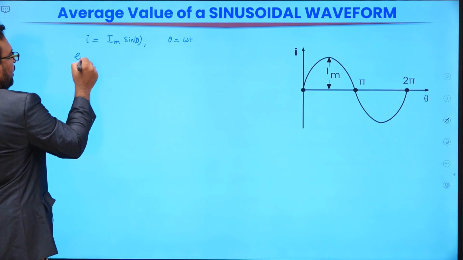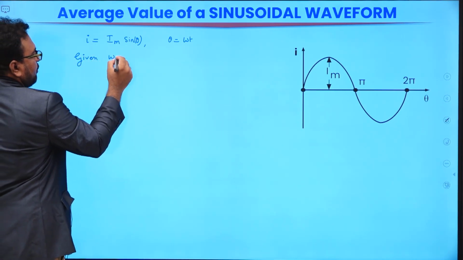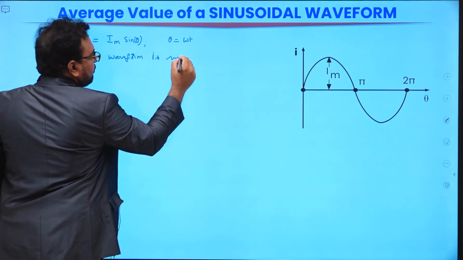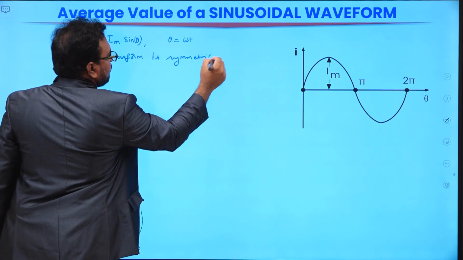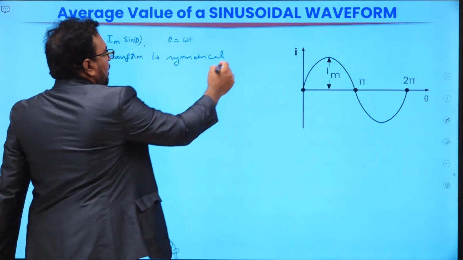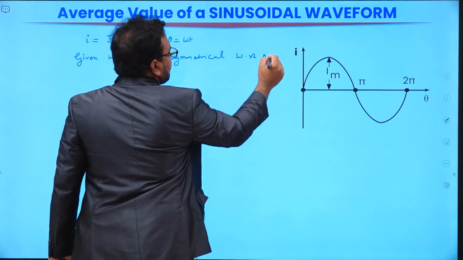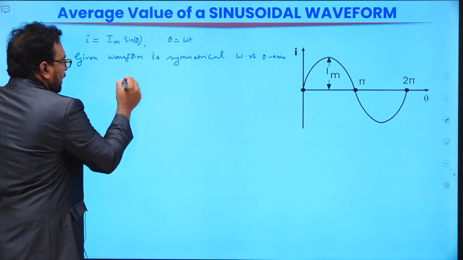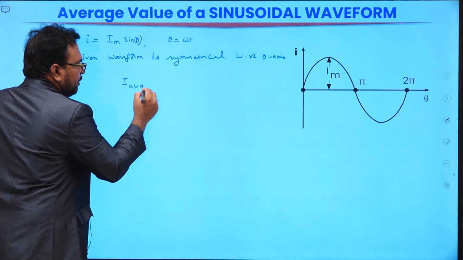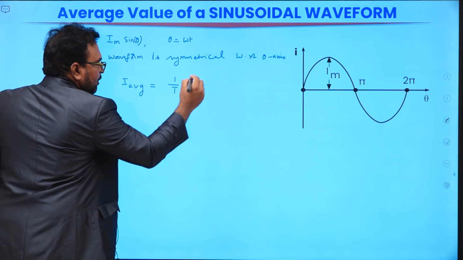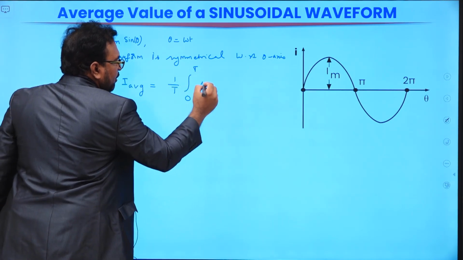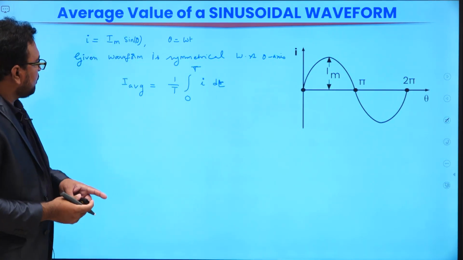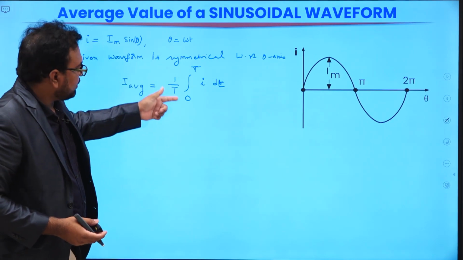So the given waveform is symmetrical, symmetrical with respect to the time axis or with respect to the theta axis. So that's why, what is the actual formula for calculating I average using the analytical method? 1 by T integral 0 to T of i dt. Okay. So I average is nothing but 1 by T integral 0 to T of i dt.